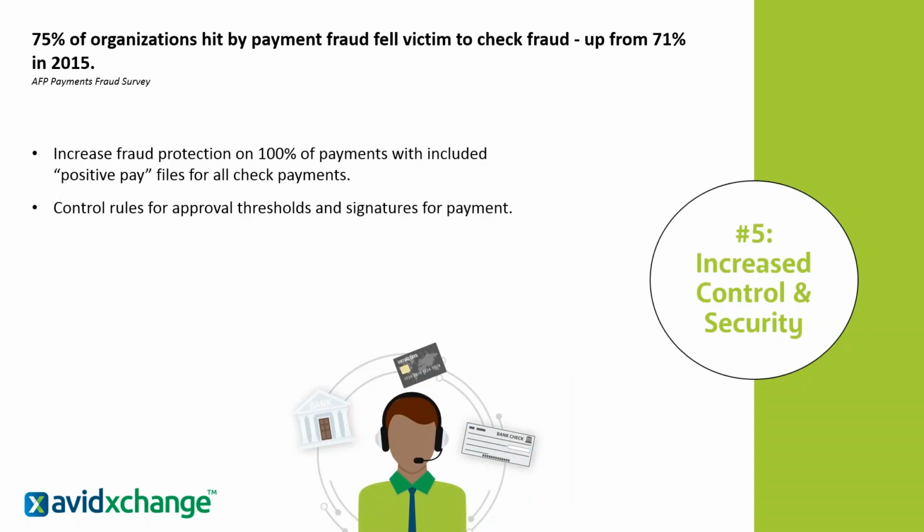And then last but not least, if you're looking at an AP automation solution, you really want to look at increased control and security. As I mentioned earlier briefly about visibility into potential fraud, here's another report that we got from the Association for Financial Professionals. They said that 75% of organizations that were hit by payment fraud fell victim to check fraud. This is up from 71% in 2015. I always laugh at this number too, because I was told 7-8 years ago that check volumes were declining, they were going to taper off and go sub 50%, et cetera, et cetera.